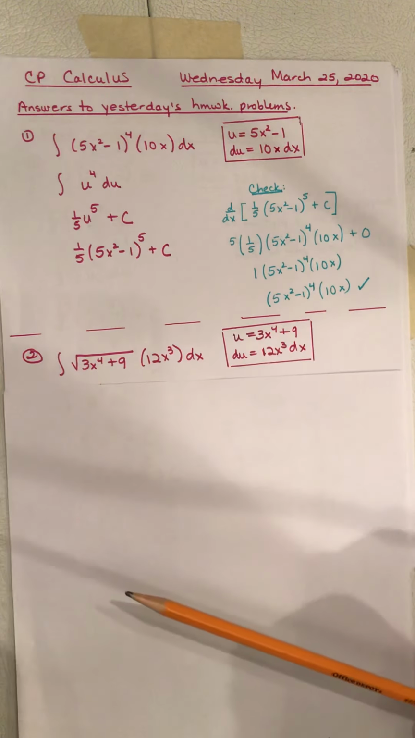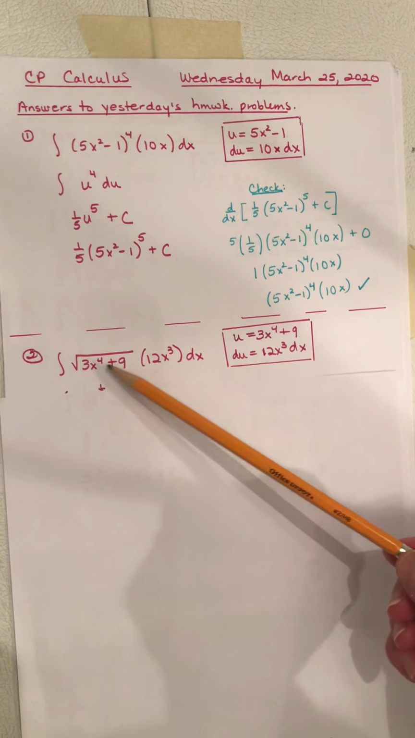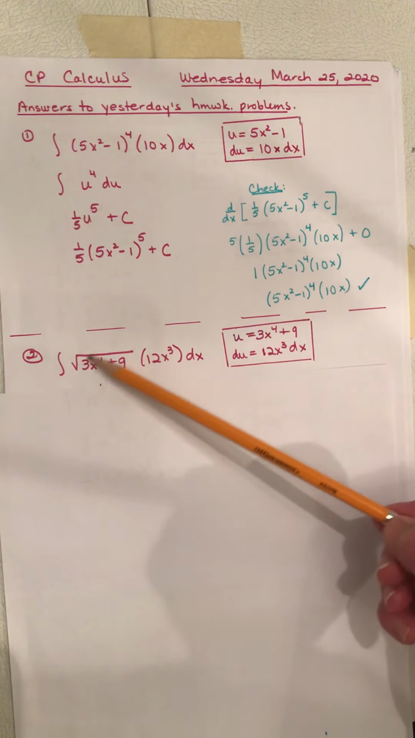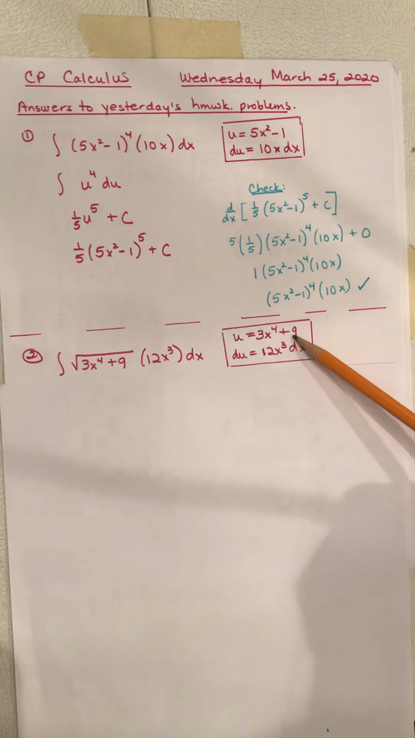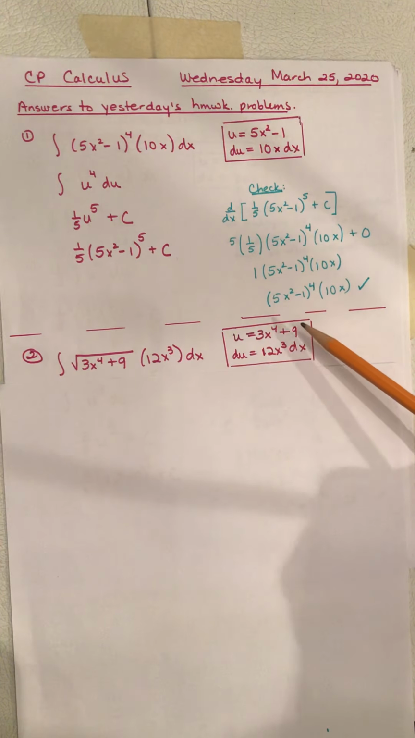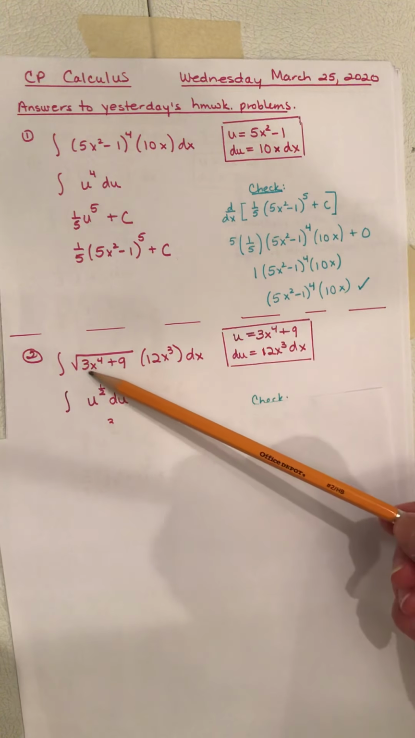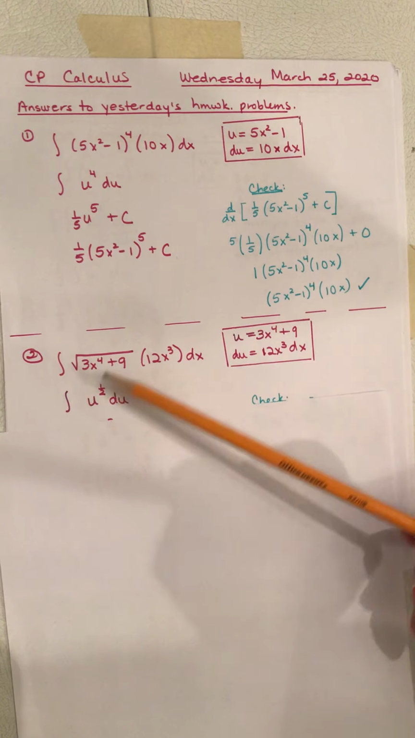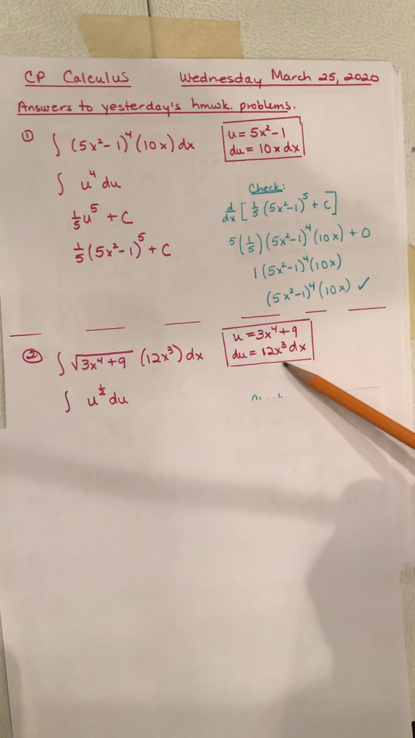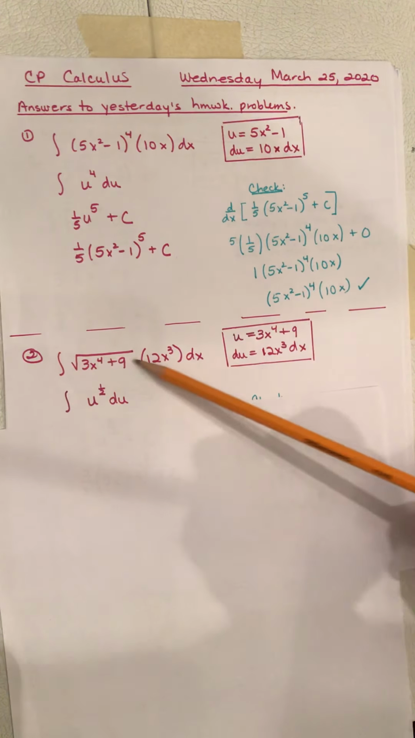Now the other one we did last night is the integral of the square root of 3x to the fourth power plus 9 times 12x cubed dx. The inside function here is 3x to the fourth plus 9. That's our u. Take the derivative of u, we get 12x cubed dx, because the derivative of 9 is going to give us 0. All right, do our substitution. 3x to the fourth plus 9 is replaced by u, raised to the 1/2 power because of the square root, and the du takes care of the 12x cubed dx. So this integral expression says the same thing as the original.